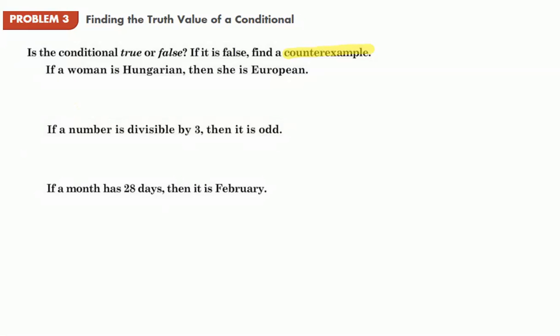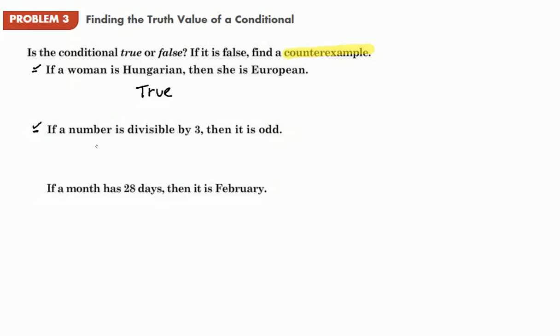The first one says, if a woman is Hungarian, then she is European. Okay? Well, Hungary is in Europe. So if she's a woman and she's from Hungary, she is European. Therefore, this statement is true. And there's nothing I can say that makes it false because Hungary is in Europe. Let's look at the next statement. So we did the first one. Now let's go on to the second one.